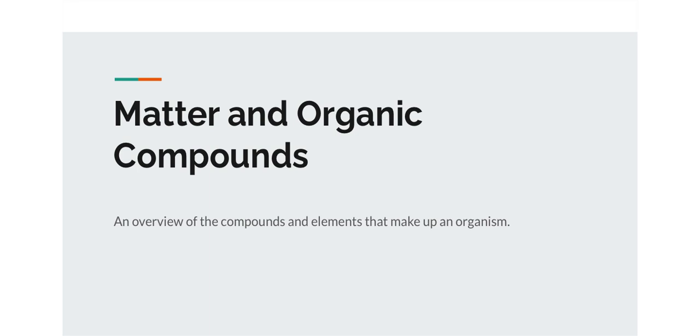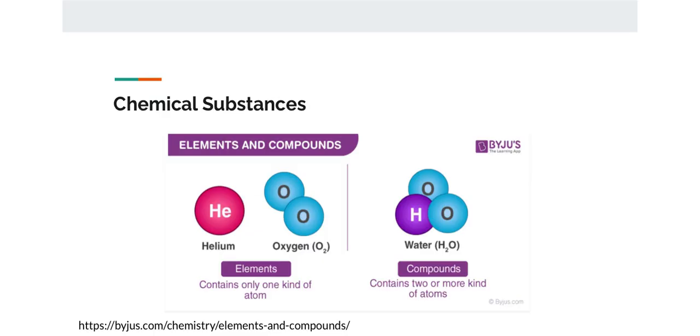Again, this is an overview of the compounds and elements that make up an organism. So the first thing I want to talk about is chemical substances. And before we can even get started with that, we need to talk about matter. If you remember from last year or the year before or any time before that, matter is anything that has mass and takes up space.